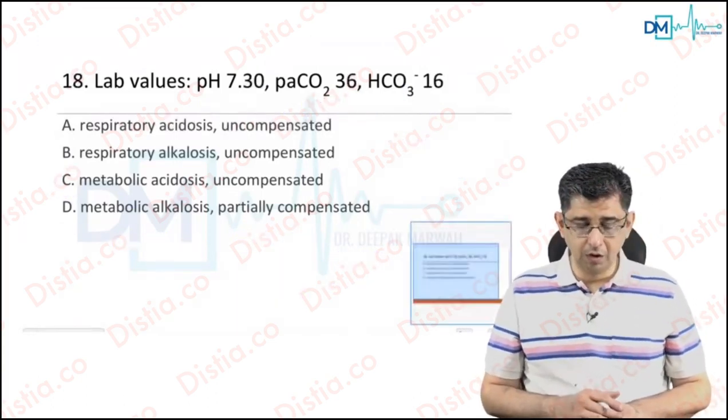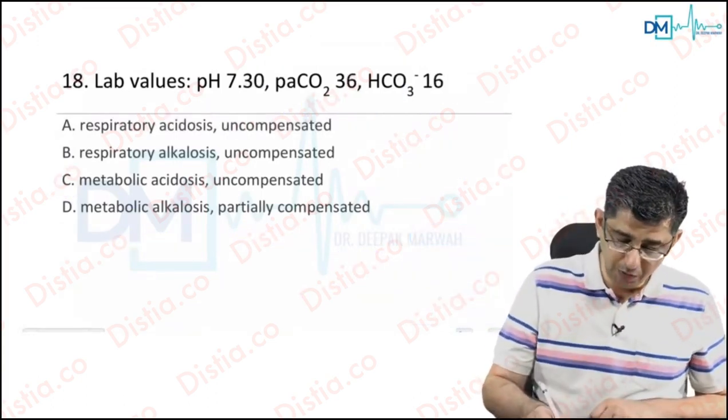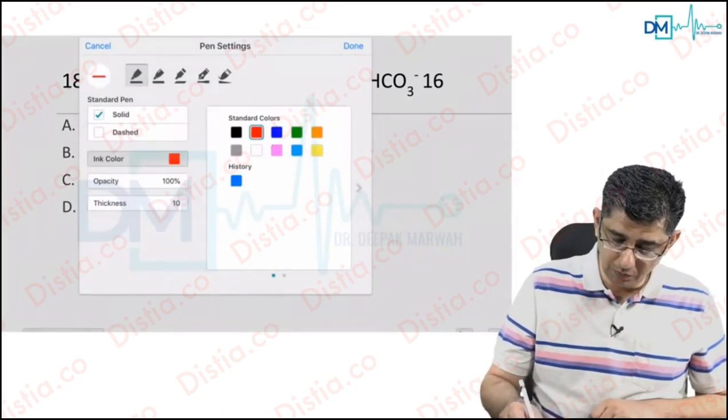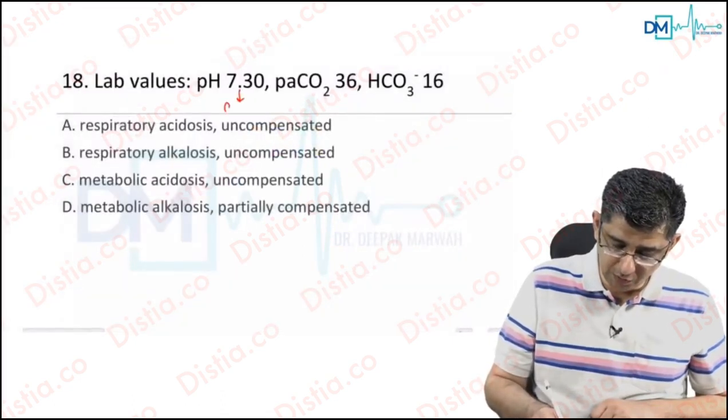Let's do another one. Patient is having a pH of 7.30. This tells you the fact that this is an acidotic pH.